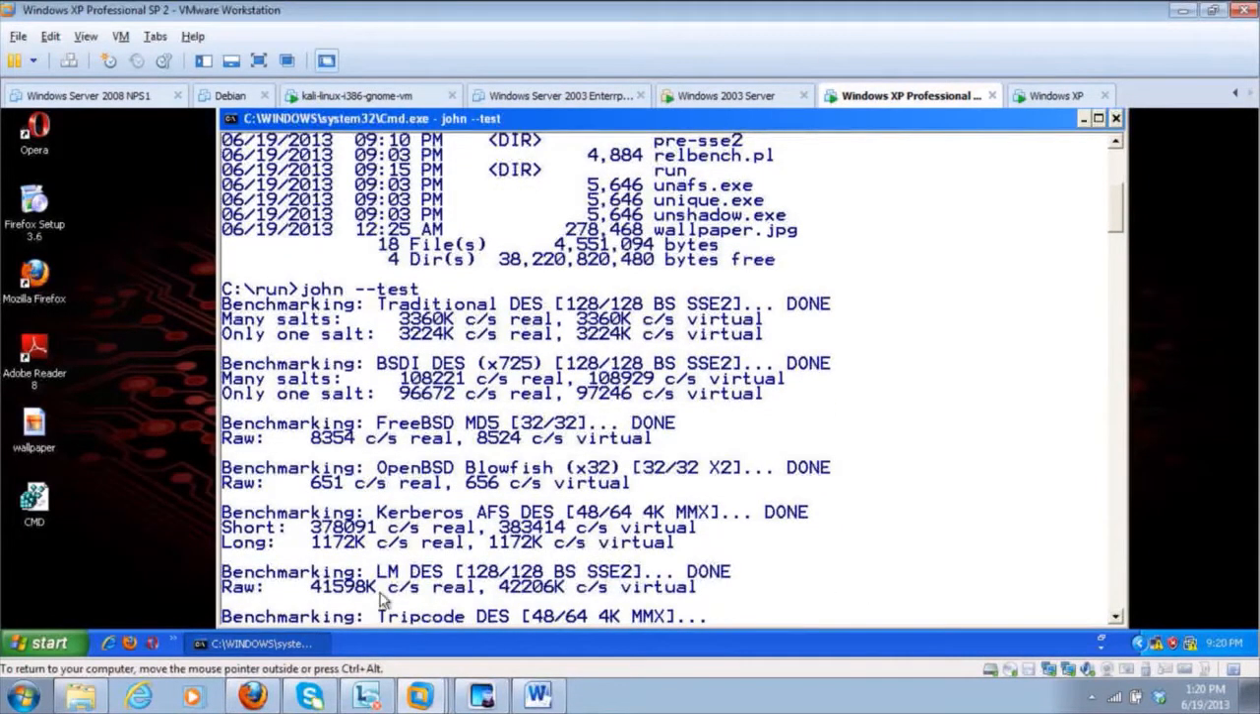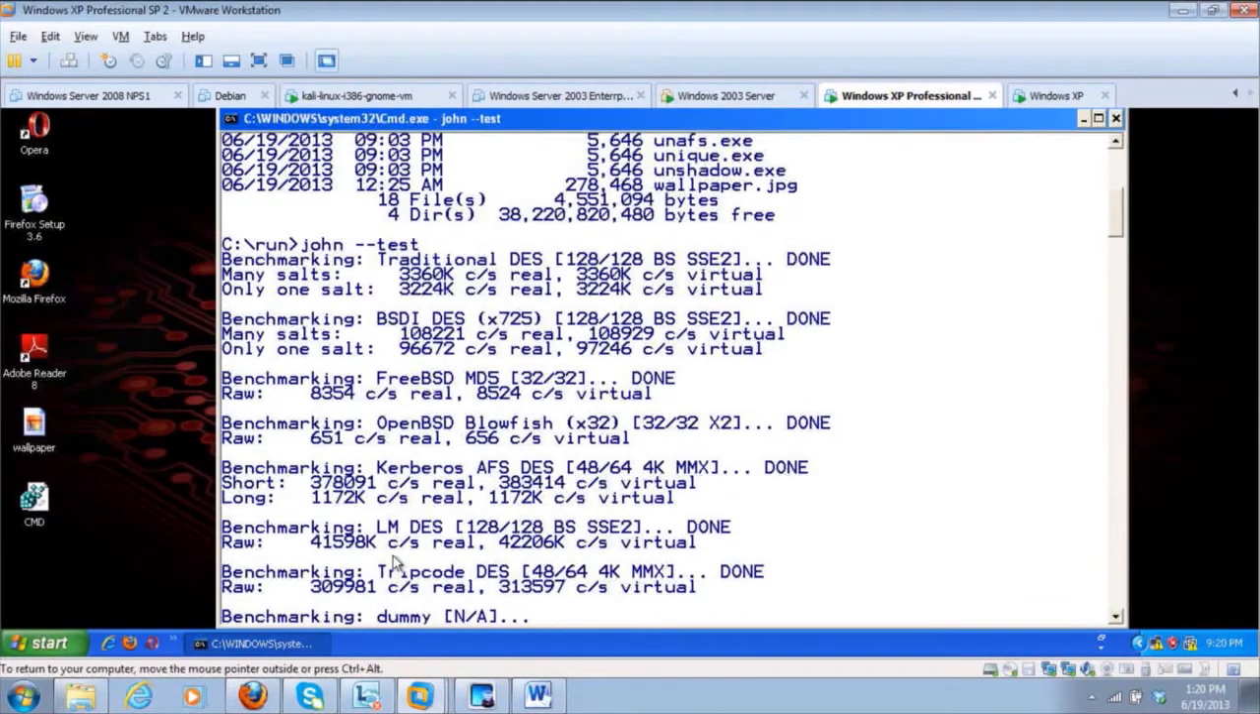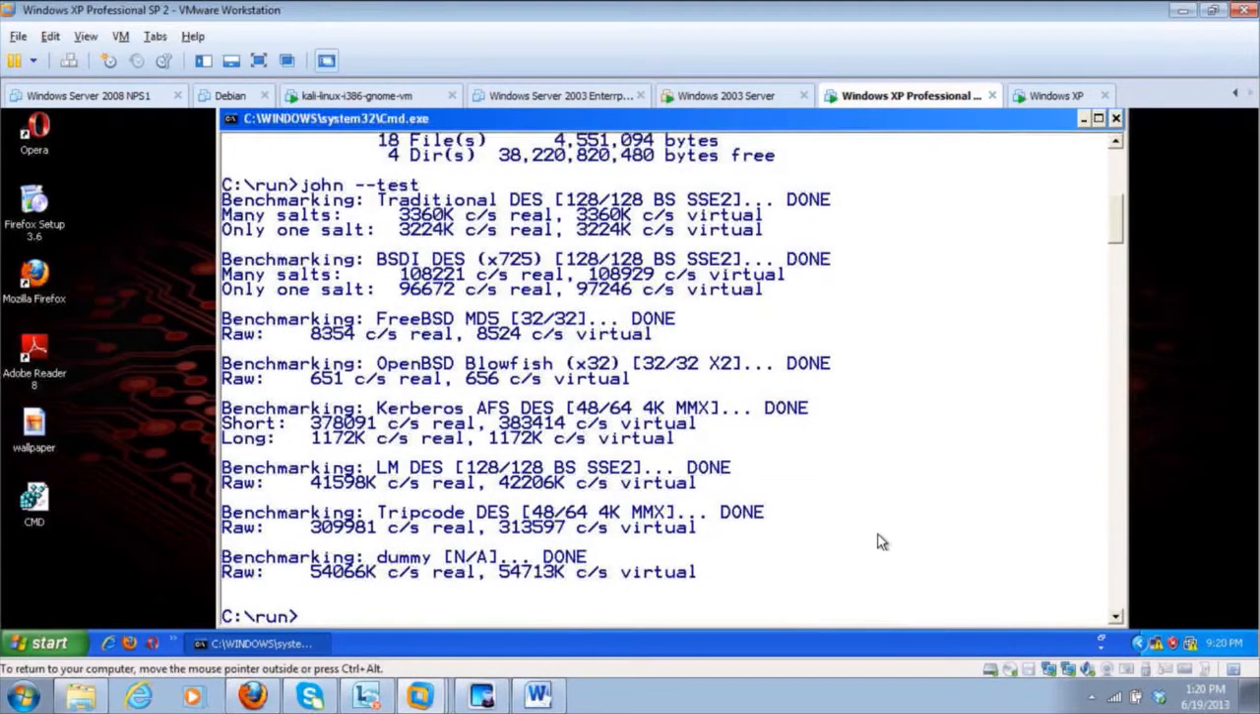In LanMan, as we start looking here, this is scary. There's a K there. So this means it can do 41.6 million crypts per second on this hardware against the LanMan Windows hash. And this is why we always tell everybody to make sure you no longer use the LanMan hash. Okay, so that's the test mode of John the Ripper.